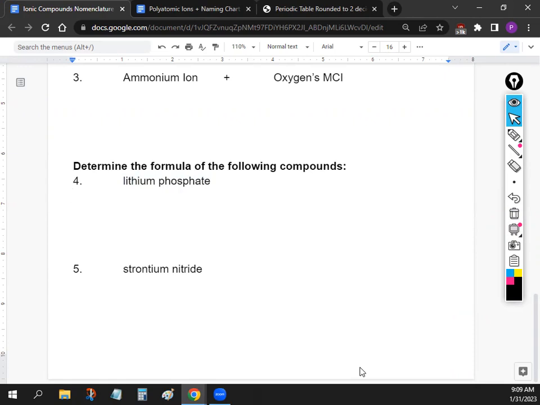So we got the compound lithium phosphate, okay? So pretty easy for the cation. The name doesn't change. It's just lithium, so it's Li. Okay, now we don't know how many we need, but we'll write Li for now. The anion is phosphate, which is nice because it's just a polyatomic, so it's PO4.